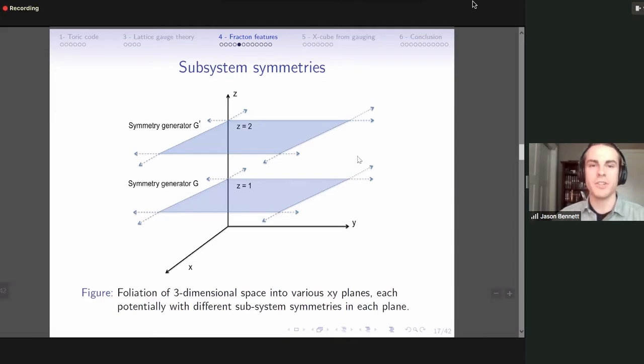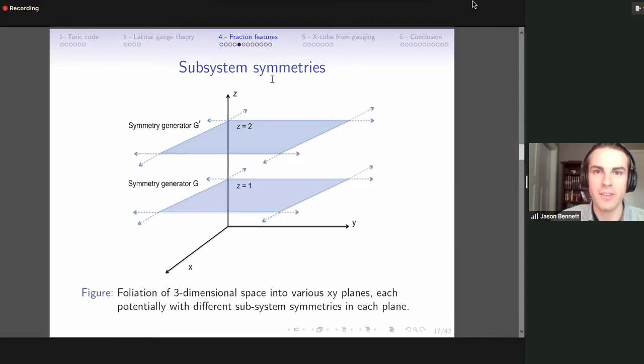One of the main features of this is that there are things called subsystem symmetries. So instead of Lorentz symmetry permeating all of your space and time, you're kind of foliating your geometry or your space with different symmetries. So, for instance, you could have a rotation symmetry on your z equals 1 plane, and a Lorentz boost symmetry on your z equals 2 plane.